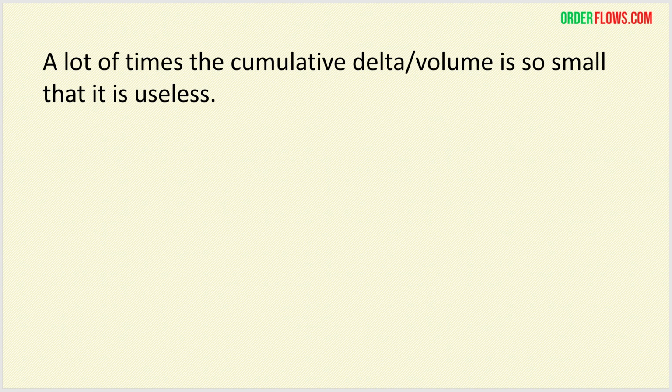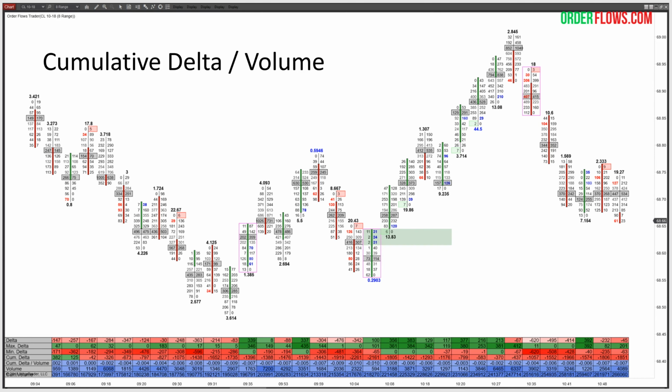So a lot of times cumulative delta divided by volume is so small that it's useless. And again, I touched on that. Like these numbers, this means nothing. Let's say it doesn't mean nothing. Rather, it's got no use to me as a trader.